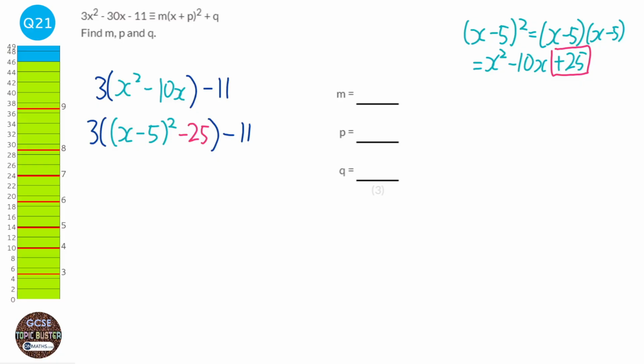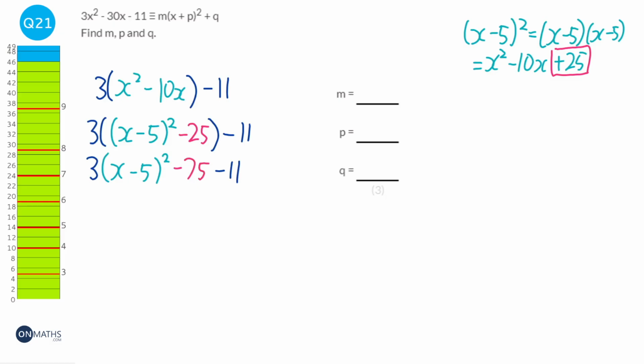Okay, so we need to get that minus 25 outside the brackets. So we're going to expand the brackets slightly. Going to leave the 3 on the outside of the x. In fact, let's keep the colour scheme going. So we're going to have the x minus 5 squared bit there. 3 times minus 25, it's minus 75. And then we've got this minus 11 at the end.